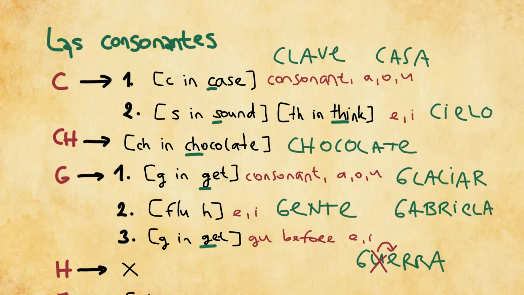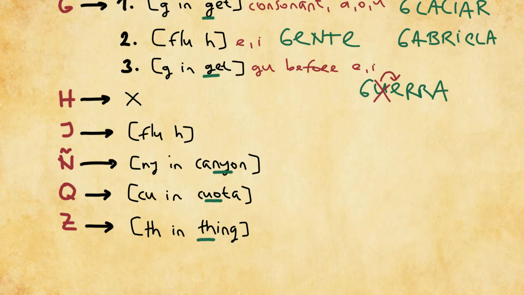So that's it. We have already passed the most difficult letter in the Spanish language, and we have just a couple more coming, which are much easier than the ones we have already covered. So the next one is an H in Spanish, and it is never pronounced. You just ignore it. If you see it in a word, you ignore it.